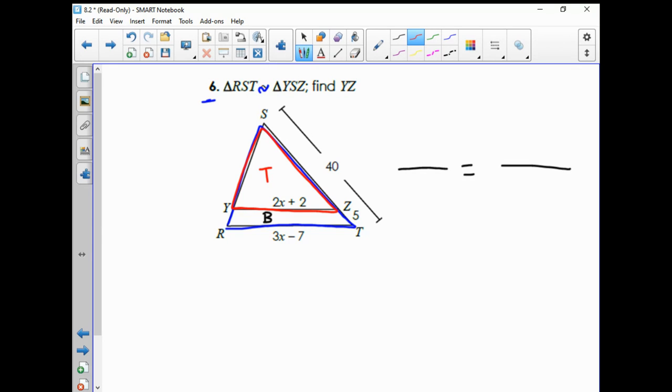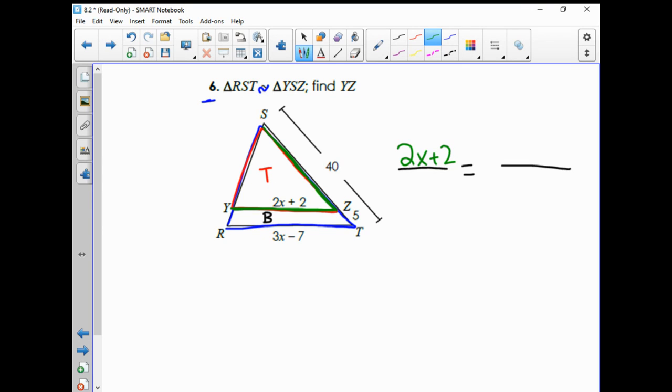So in our top triangle, notice right here, well, let's do a different color. Notice right here, this side belongs to that top triangle. So 2x plus 2 is one of our sides. Now the other side right here, we actually don't know.